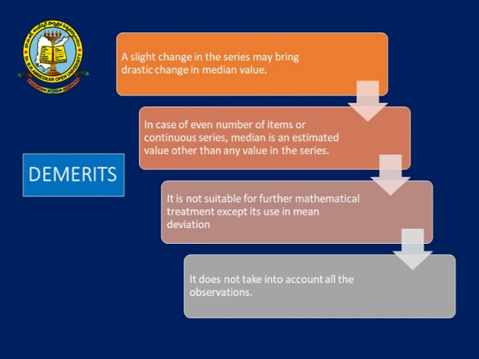Next, demerits. A slight change in the series may bring a change in the median value. Second demerit, in case of an even number of items or a continuous series, the median is an estimated value other than any value of the series. Next demerit, it is not suitable for mathematical treatment except in using the mean of observations. Last demerit, it does not take into account all the observations.